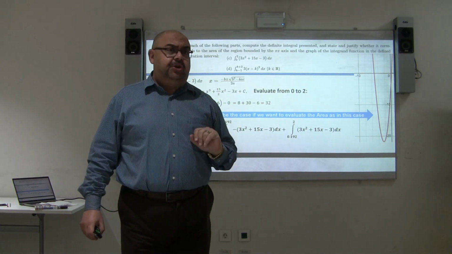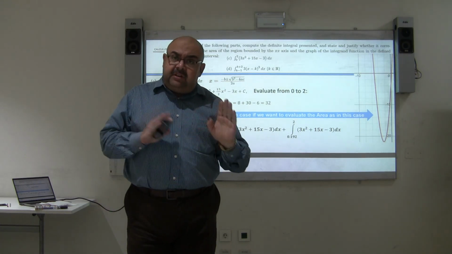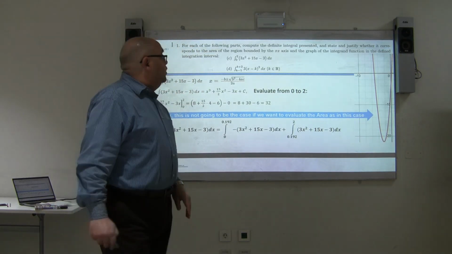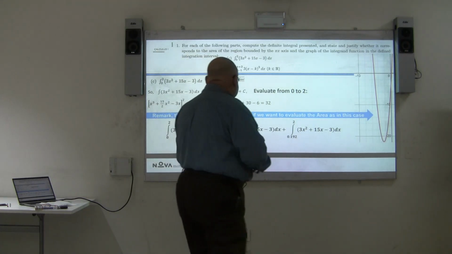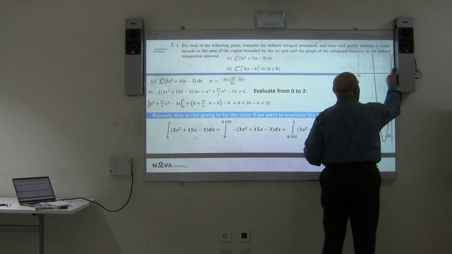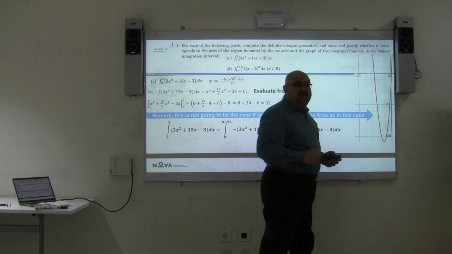I'm not really sure, just check. Just integrate and substitute. You understand what I'm saying? There's a difference between them. The difference is because, as I told you, this part is beneath the x-axis and that part is above the x-axis.